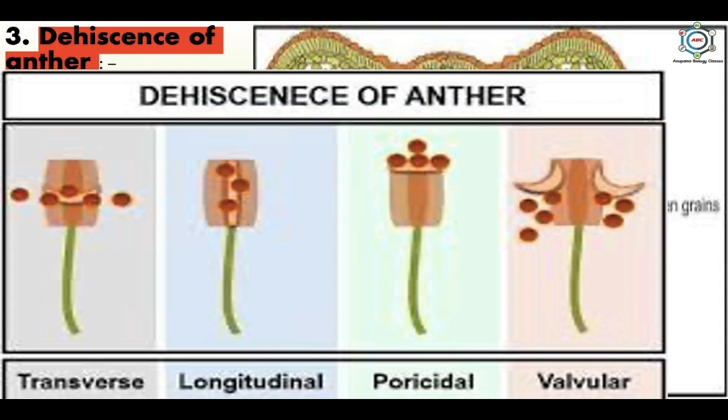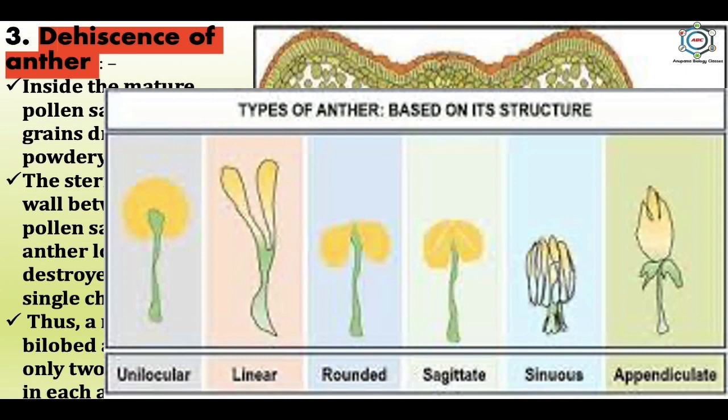And now in this picture you can see the types of anther on the basis of its structure, that is the unilocular, linear, rounded, sagittate, sinus and appendiculate. So these are the types of anther.